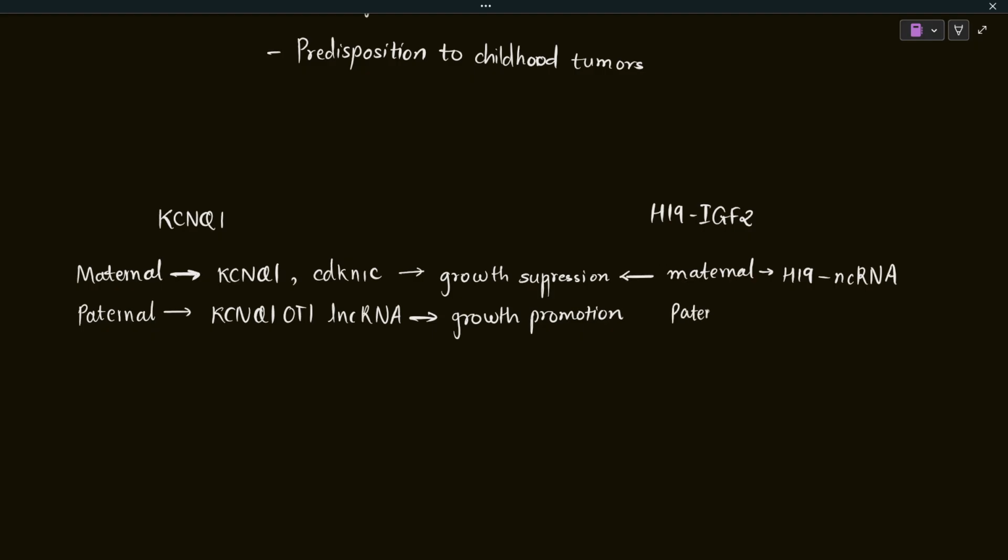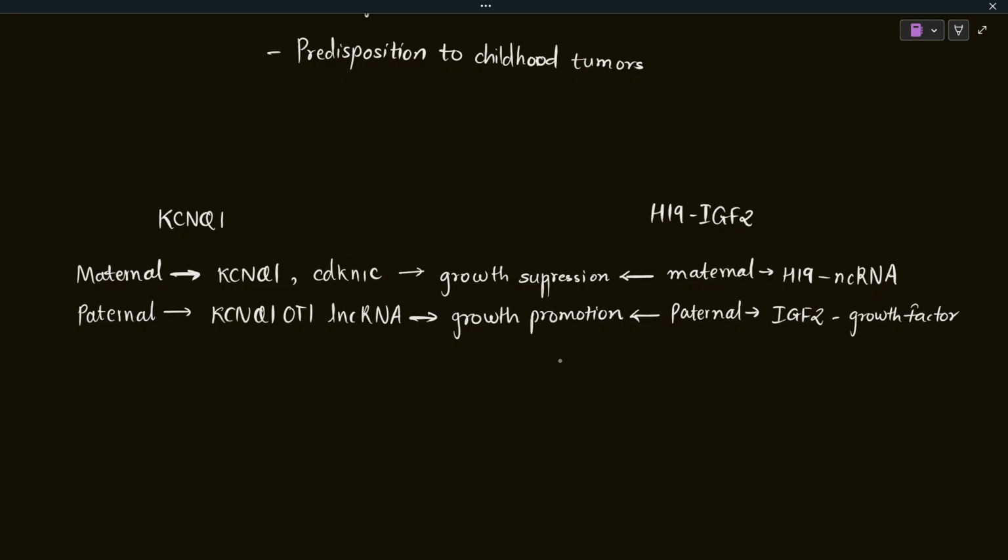Unlike the maternal allele, the paternal allele has the methylated CTCF binding site, and the H19 gene is also methylated. So there is no H19 expression. Instead, there is IGF2 expression, which is a growth factor, right? So this leads to growth promotion. I hope from this it's clear which allele does which job.